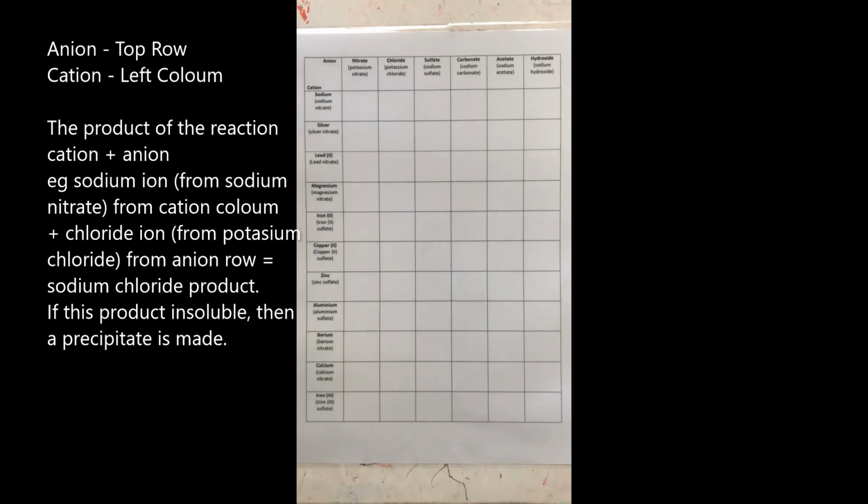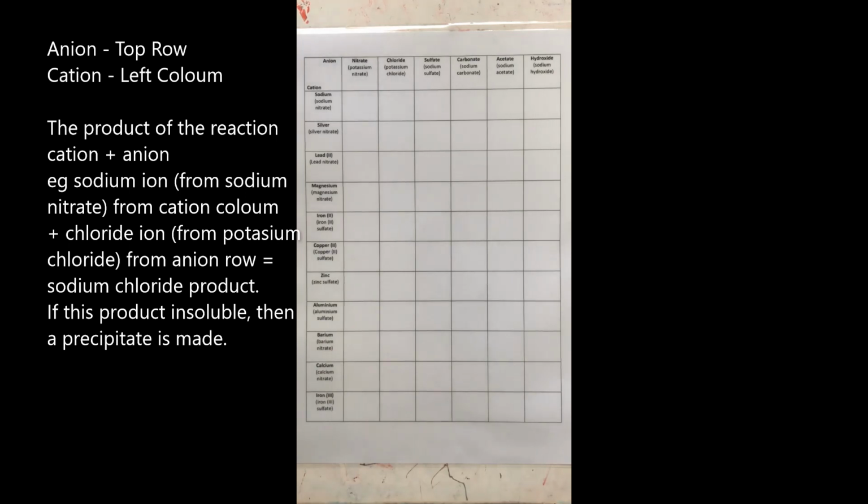All right, so in this case here, I have got a bottle or a dropper that contains every single one of these compounds named. So on the top, we go from nitrate, chloride, sulfate, carbonate, acetate, hydroxide, and then going down the left-hand side, we have sodium, silver, lead 2. So lead 2 means in its ionic form, it'll be 2+. All right, magnesium nitrate, iron 2, we don't actually have any of that, so don't worry about it.